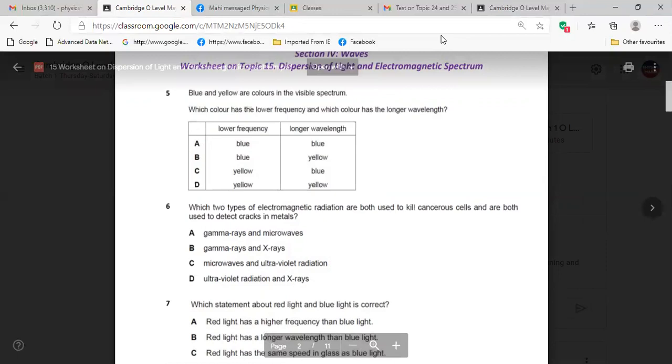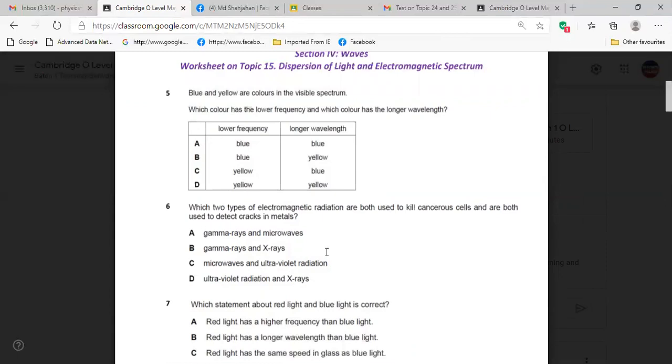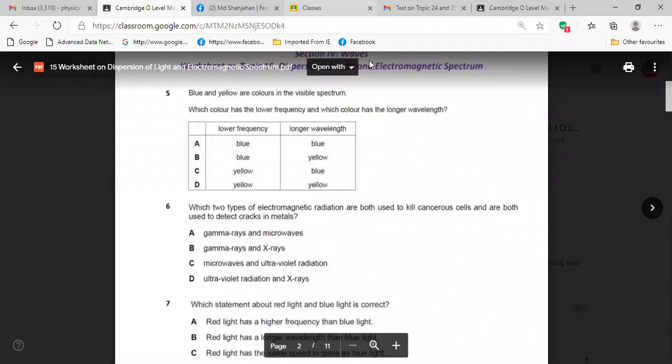What is your answer for question 6? Got it? Yes, sir. Tell me the answer. Sir, B. Gamma rays and X-rays. Gamma and X-rays. So B. Yes, sir. Okay. Well done.